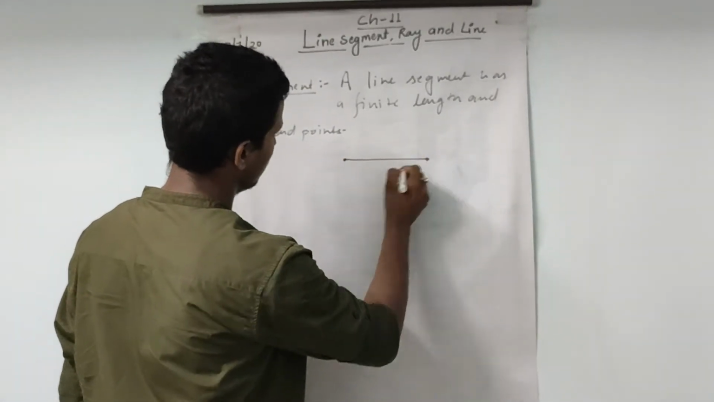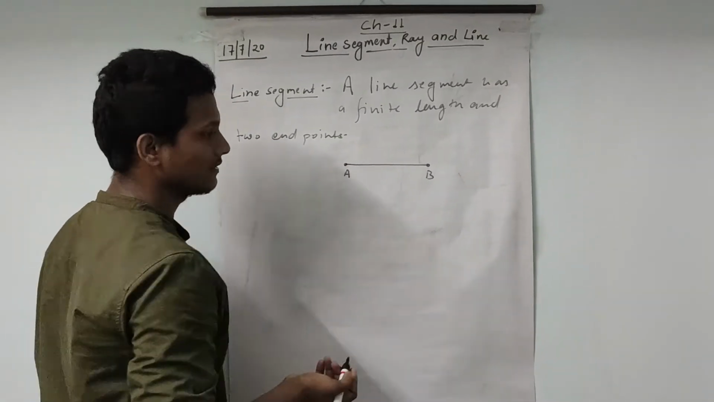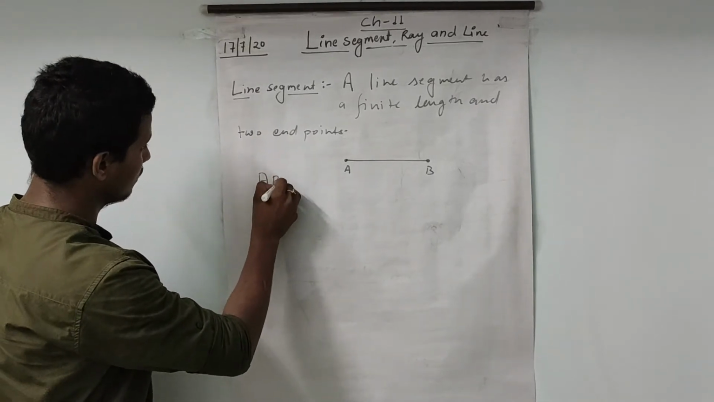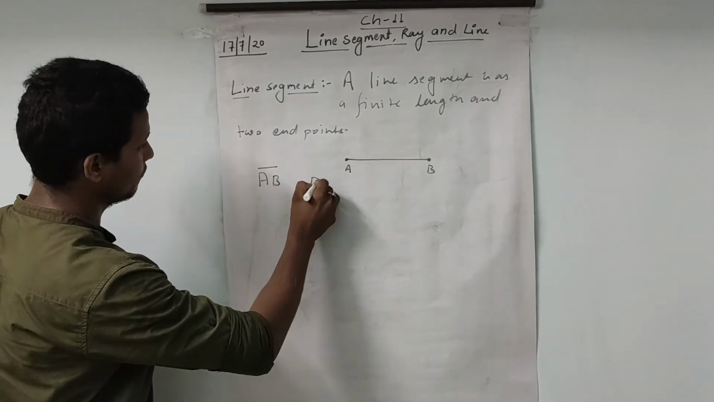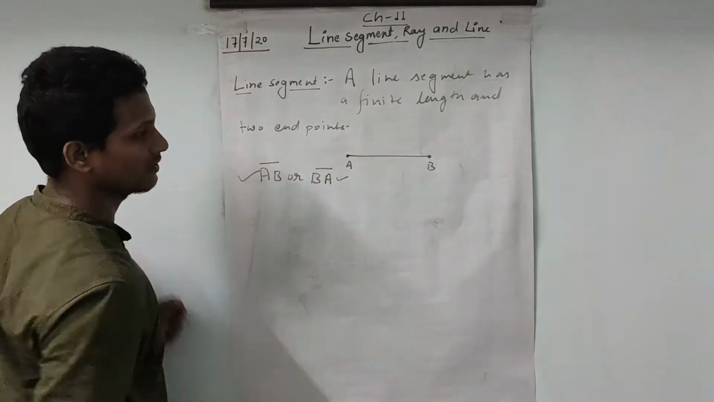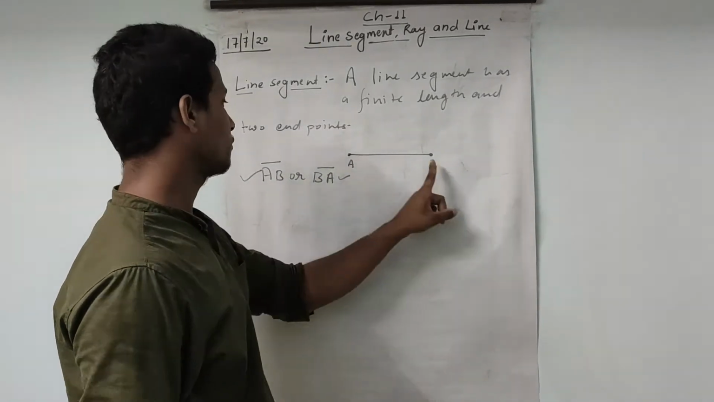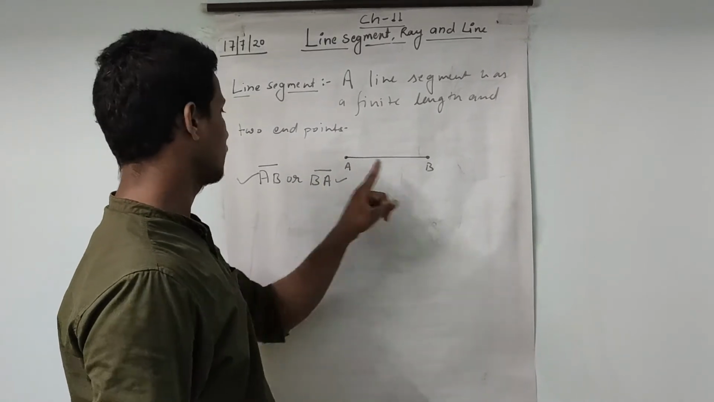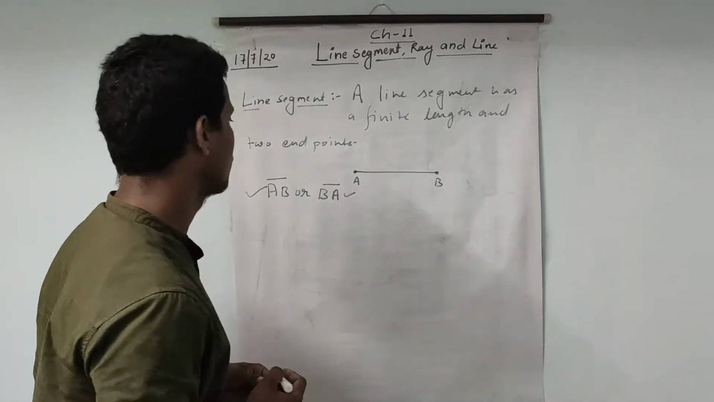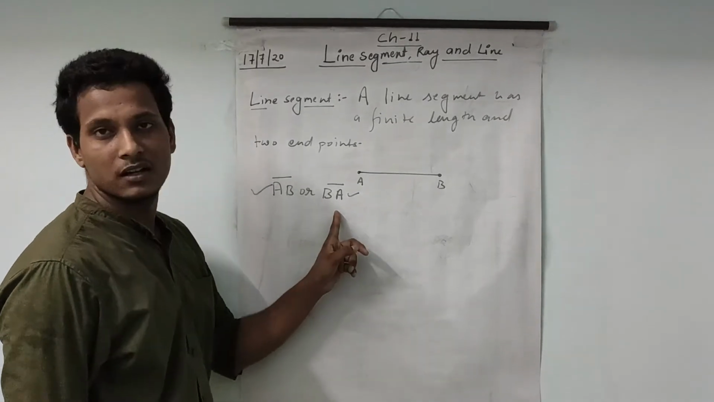This is the figure, two endpoints A and B, and this is the line segment. So you can write line segment AB. The symbolic representation for this is AB bar, or you can write BA bar also. Both are the same thing. Either you write this or this, both represent the same line segment. In one we are starting from point A to point B, in the other from B to A, so there is no need to represent the direction here. Both the symbolic representations are correct.